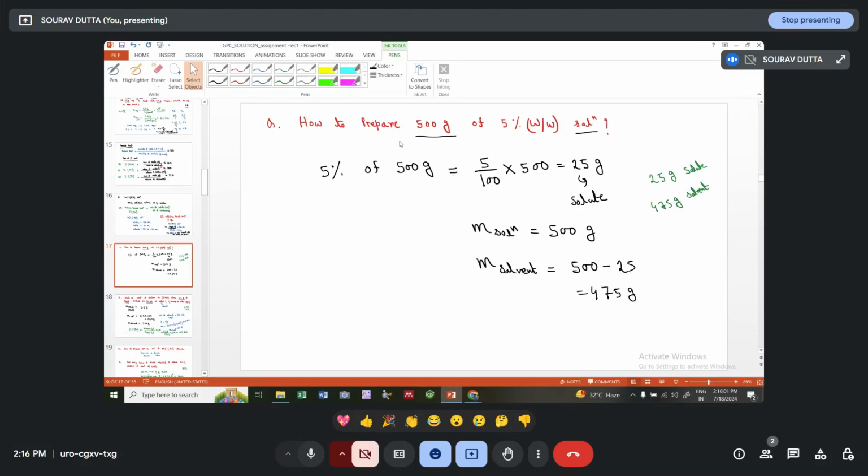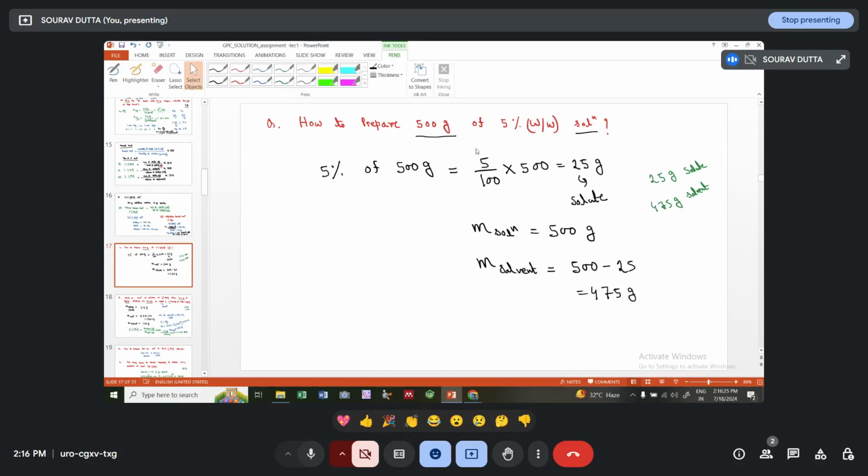The next question is from this topic. How to prepare 500 gram of 5% W by W solution. Okay, so you can use unitary method or this way. Unitary method means 100 gram with the W by W. That means 100 gram solution contain 5 gram solute. So 500 gram solution contain 5 into 5, 25 gram solute.